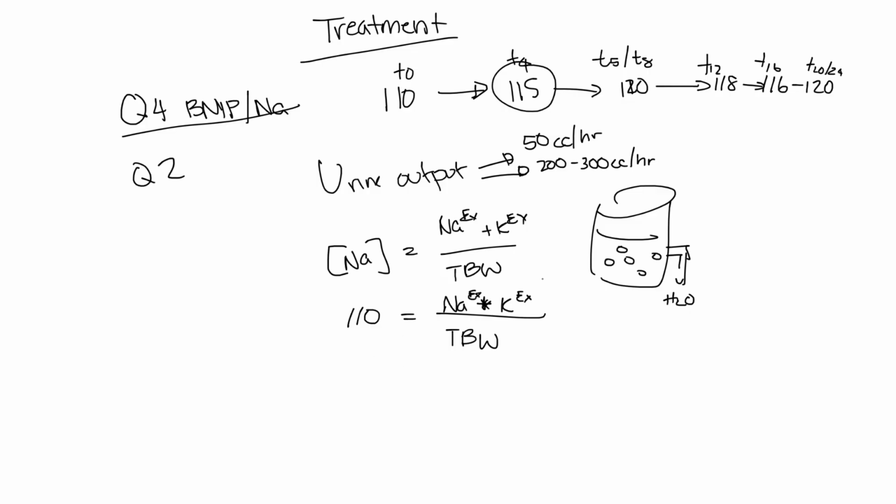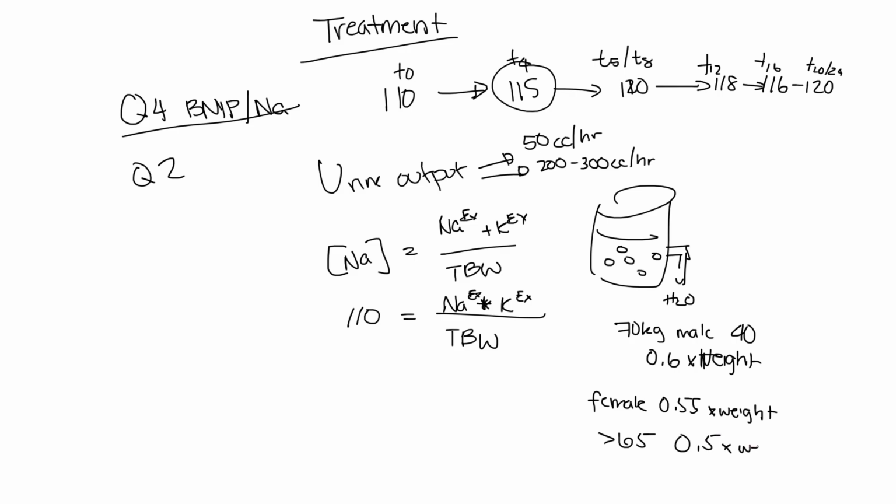So for example, if I take a 70 kilo individual, 70 kilo male, that's 40 years old, I empirically know that their total body water is 0.6 times their weight in kilos. For a female, it's 0.55 times weight. And for anyone above 65, it's 0.5 times their weight. But let's say I take a 70 kilo male who's 40 years old.